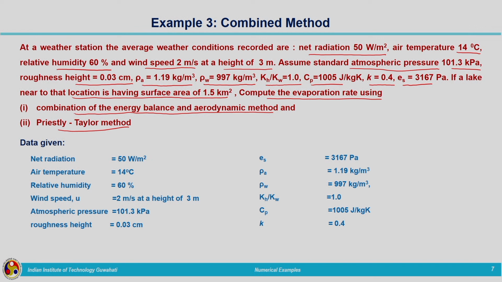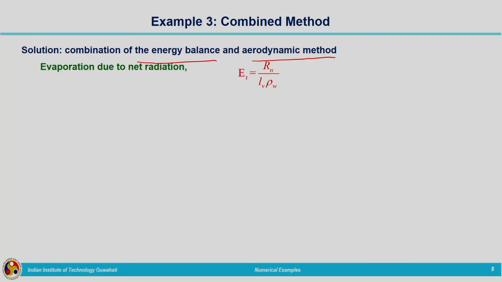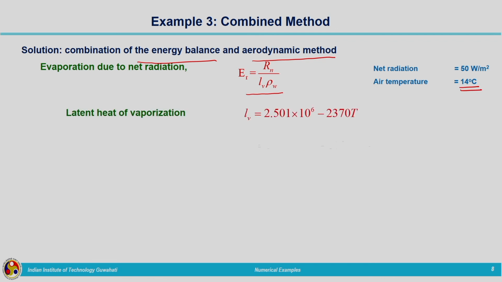So, we need to calculate the evaporation rate using different approaches. First we will start with the combination of energy balance and aerodynamic method. Separately we have solved numerical examples for each of these methods. So, evaporation due to net radiation can be obtained by using this expression which we have seen. Here, just substituting the values corresponding to Rn, we calculate the latent heat of vaporization using the temperature 14 degrees Celsius. It can be calculated as 2.468 into 10 to the power of 6 joules per kilogram.